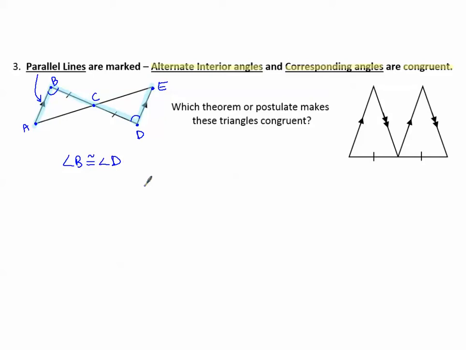But I could have drawn the Z the other way. This way, from here down to here, the transversal, and then down this way. So now where are the alternate interior angles? This one and this one. Angle A is congruent to angle E. Now let's look at these two triangles and figure out which theorem or postulate makes these triangles congruent.